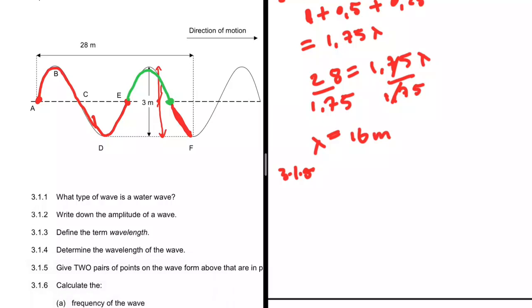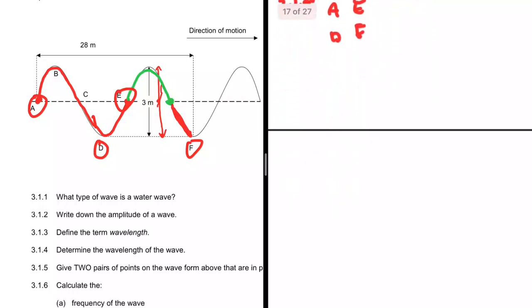So take a look at A and E, right? Between A and E, there is one wavelength. So we can see that A and E are 2 points that are in phase. Take a look at D and F, right? 2 consecutive troughs. We can also see that D and F are 2 points that are in phase, as they have a whole number of wavelengths in between them.